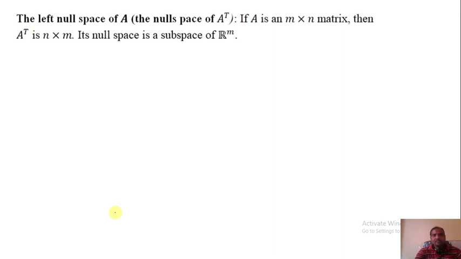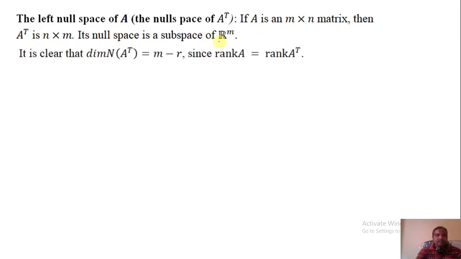Now the left null space. The left null space of A is the null space of A transpose. If A is an M by N matrix, then A transpose is N by M. Its null space is a subspace of R power M. It is clear that the dimension of the null space of A transpose is equal to M minus R, since the rank of A is the rank of A transpose. That means the rank R is the same. The dimension of the null space of A transpose is M minus R.